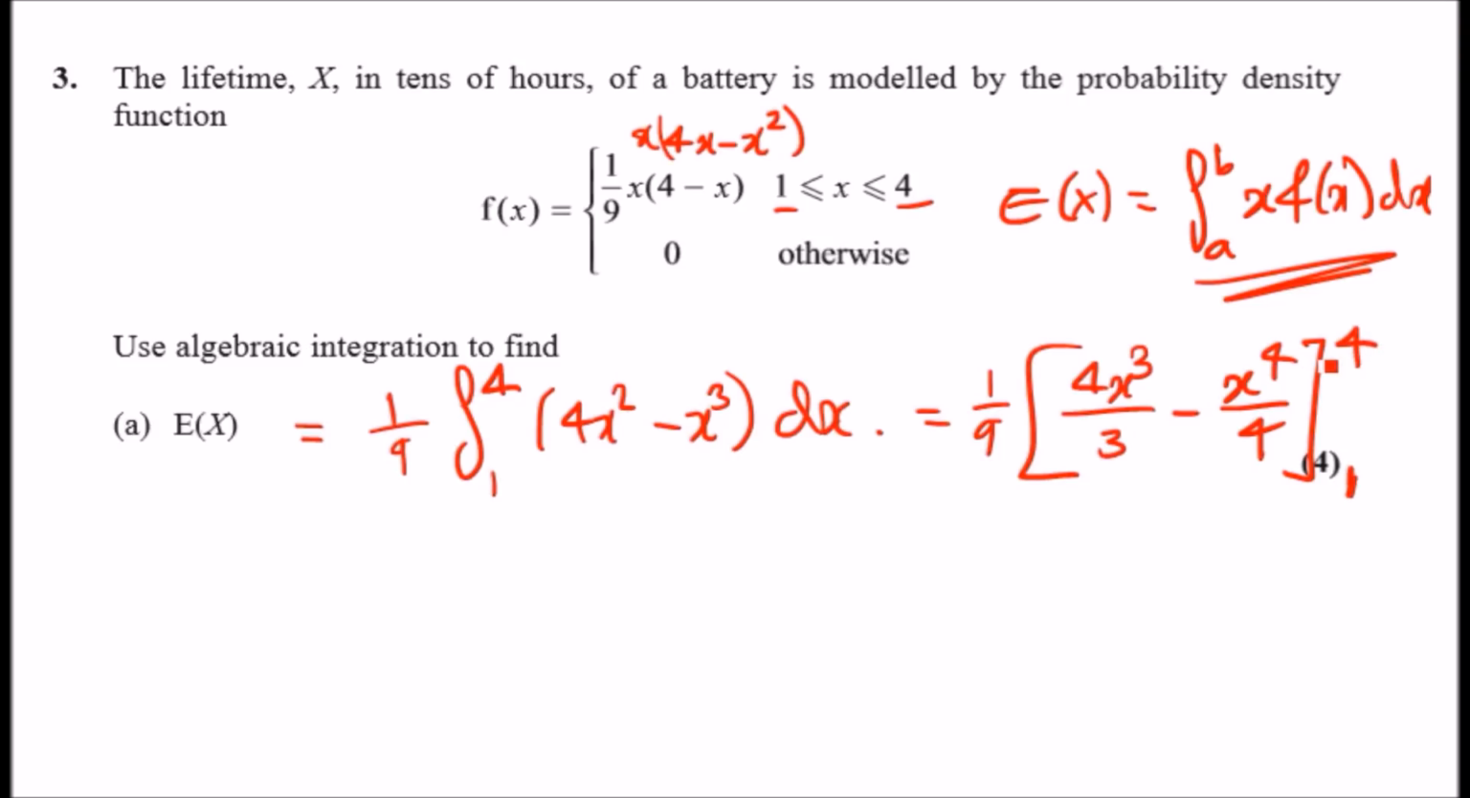And then when you do that, you've got 1 over 9. Firstly, you just plug in 4. So when you plug in 4, what do you get? Minus, and then when you plug in 1, you should get, hold on, 12 I mean. So the final result should be 64 over 3 minus the answer, times 1 over 9. So you should get 9 over 4 as your result. Yeah, pretty straightforward actually. That's what you do.